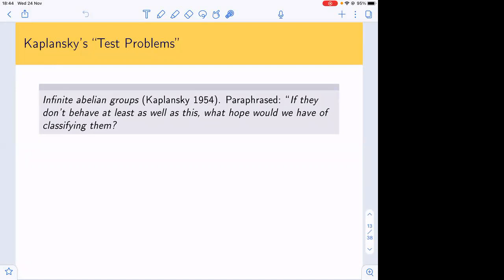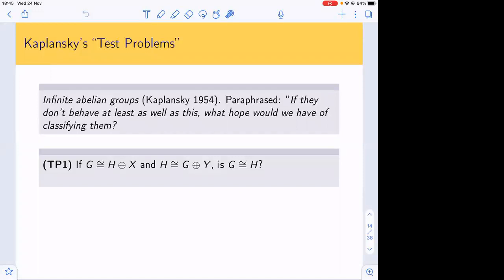I think Kaplansky, even at that time, was a bit dubious about whether it would be possible to classify abelian groups in general. And in this book, it's not his exact words, but basically he said, if they don't behave at least as well as this, I'll come to what this is in a minute, then what hope would we have of classifying them? So he gave three test problems. These are problems that at the time, no one knew the answers to. They all asked, is it possible for this to happen with abelian groups? The idea was that if these things could happen, then abelian groups were really weird and it was almost inconceivable what a classification of them would look like.